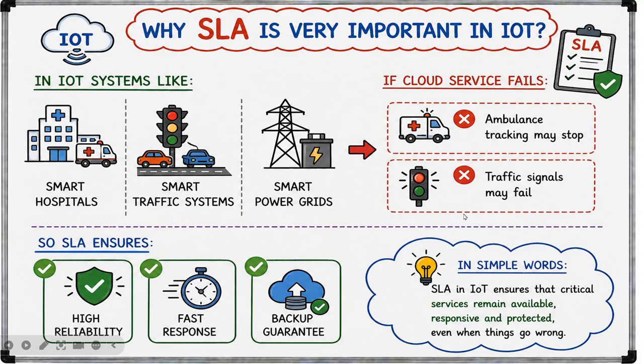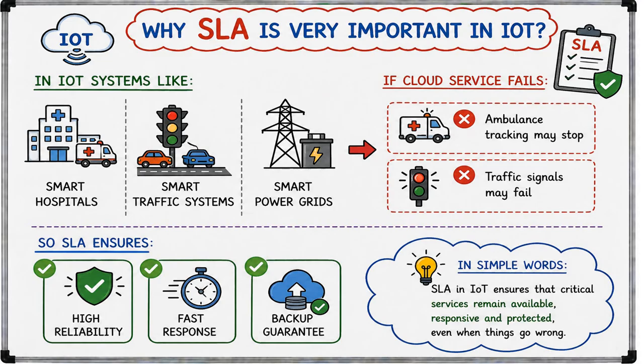Now, if the cloud service fails, ambulance tracking may stop. That is because ambulance tracking is GPS based, which depends upon the cloud, and without it hospitals cannot track the location, and this can delay the emergency response and raise the risk. And the traffic signals may fail because the signals depend on real-time data processing, and the failure may cause signal blackout, accidents or traffic chaos.